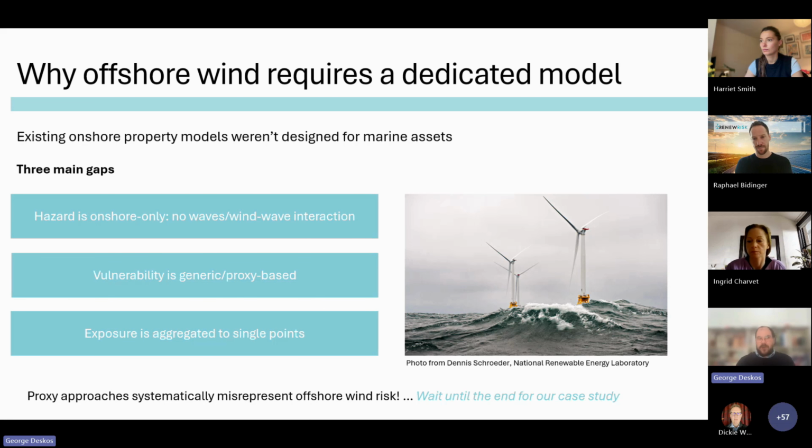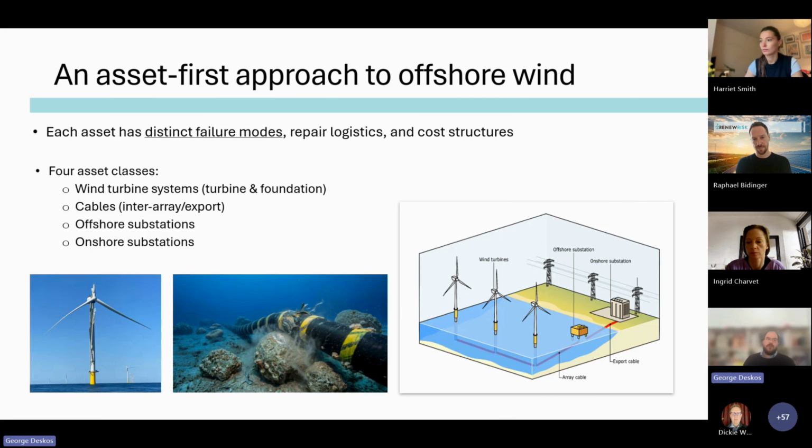So what is the approach we take at Renew Risk? We take what we call an asset-first approach to offshore wind. The idea is that each asset has its own distinct failure modes, repair logistics, and cost structure. That means that we actually need to model the actual engineering and not use a proxy.